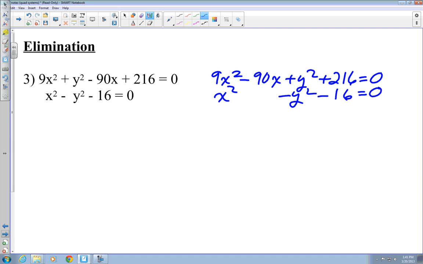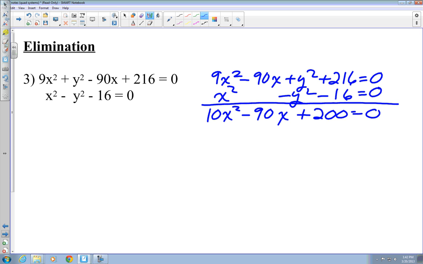Now the whole object here again is to get rid of either all the x's or all the y's. This is going to get me rid of my y's if I add both of these together. So I have 9x squared plus x squared is 10x squared, minus 90x. y squared minus y squared is 0. Plus 200. Factor out the 10. And this will factor.